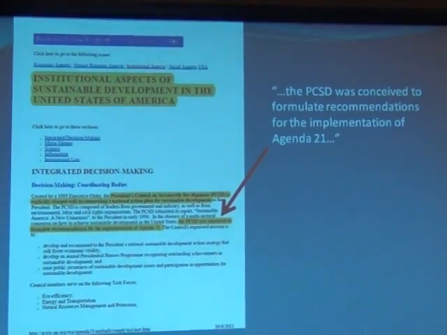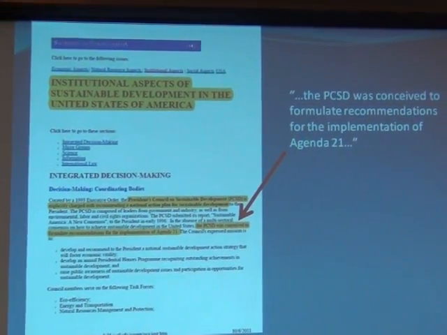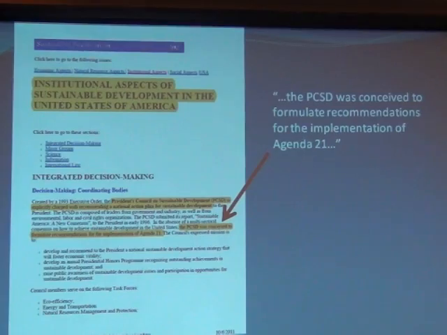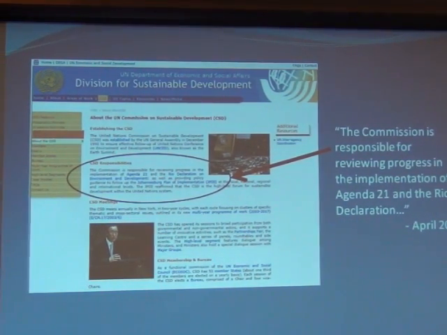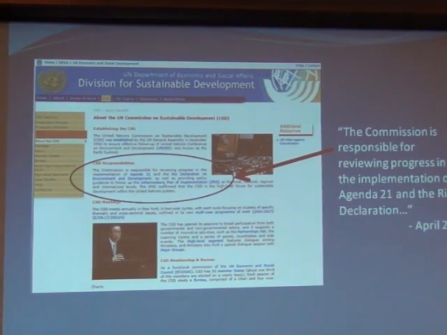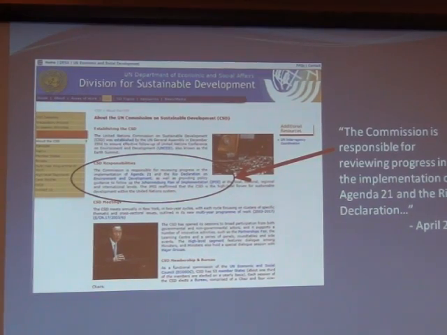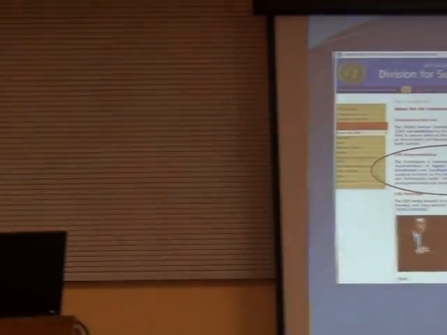So what happened was, sorry, let me back up just one second. When I first saw this, I thought, you know what, maybe this stopped. This was 1992, right? We're talking years ago. So maybe they just let this drop by the wayside. So I went on the United Nations website in 2012 and I checked it out. Same agency. The Commission is responsible for reviewing progress in the implementation of Agenda 21 and the Rio Declaration. So this did not go away. It's still there. That's 2012.